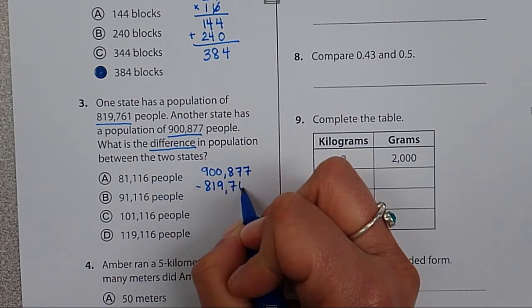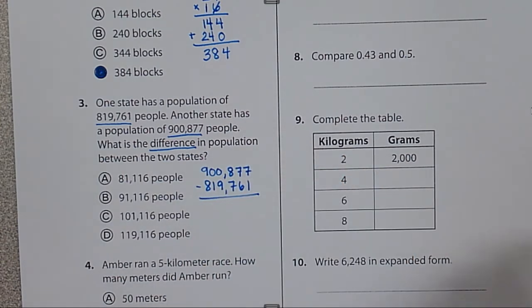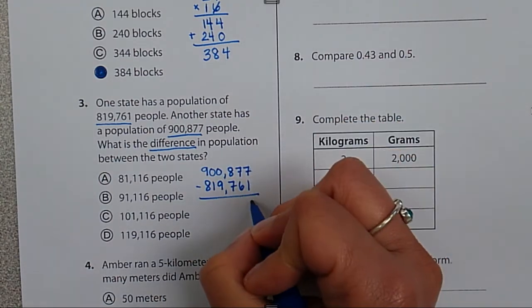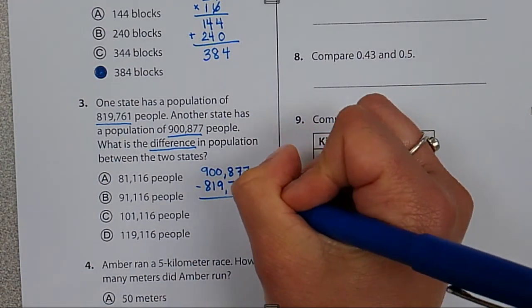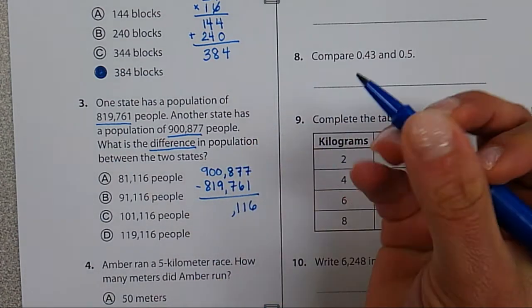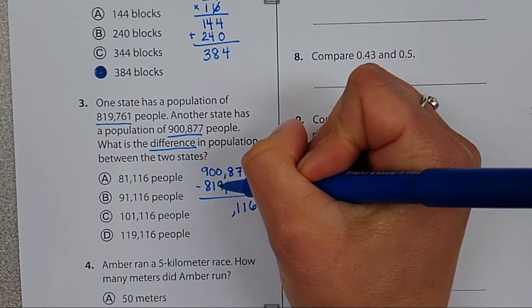So let's make sure I have the correct digits here. And now I'm going to do my subtraction, starting right to left. 7 take away 1 is 6. 7 take away 6 is 1. 8 take away 7 is 1. And then now we can't take 9 from 0.